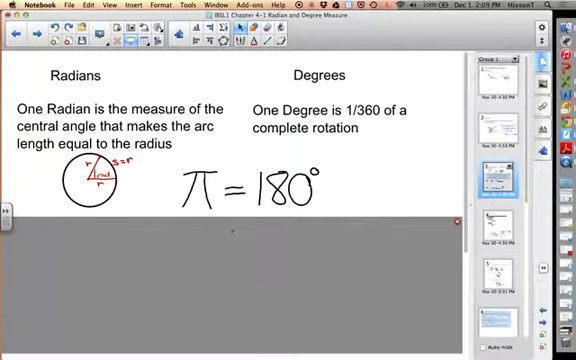Now the reason why it's related to a circle, and also the reason why we use radians quite a bit, is because radians often involve pi. You'll often see radian measurements given in terms of pi. In fact, if you're asked for the exact value of the angle in radians, they're asking you to give it in terms of pi. And here's the key conversion factor that you need to know: pi radians equals 180 degrees.